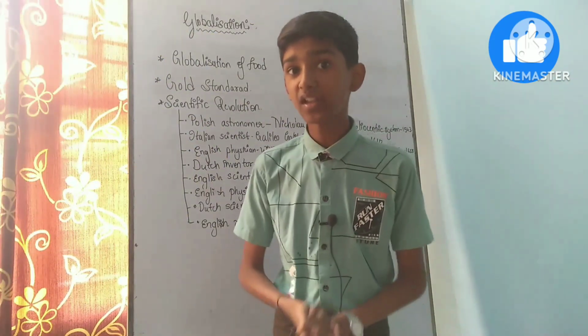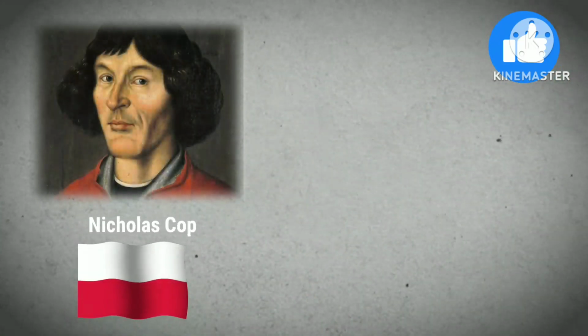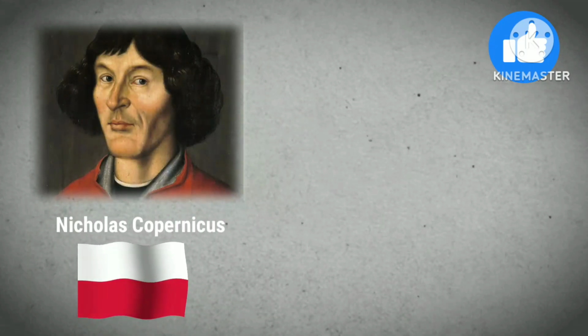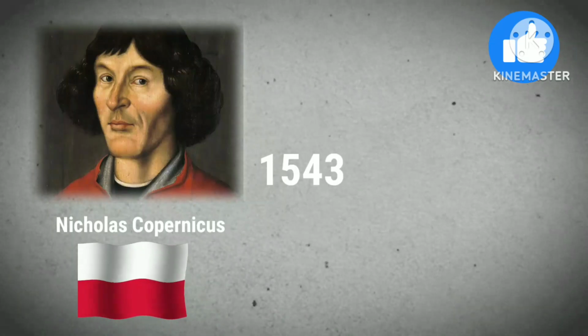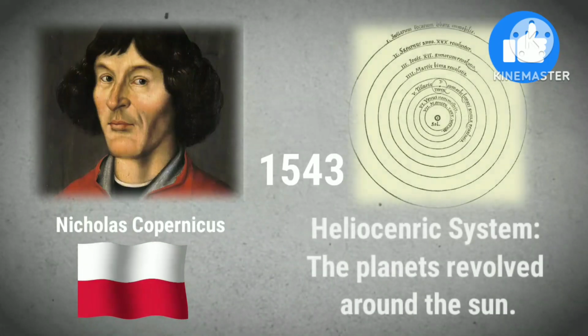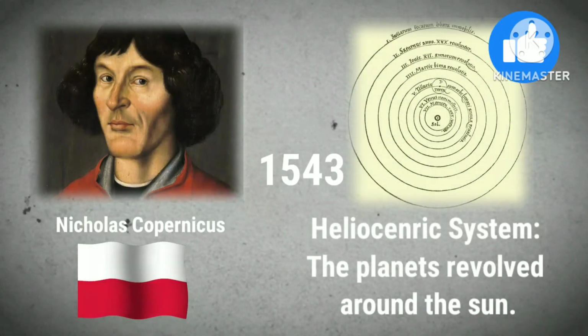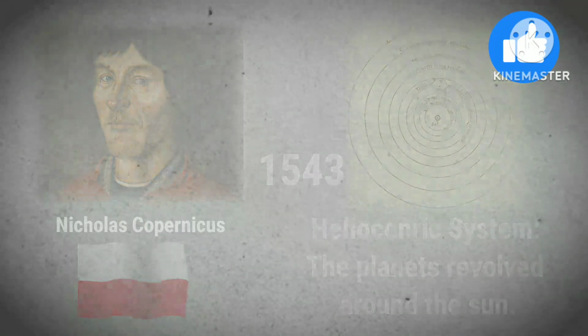The next event which took place in this globalization 1.0 is the scientific revolution. This scientific revolution began in the field of astronomy by the Polish astronomer Nicolaus Copernicus in 1543. He proposed a theory called the heliocentric system, which stated that Earth and other planets revolved around the sun.